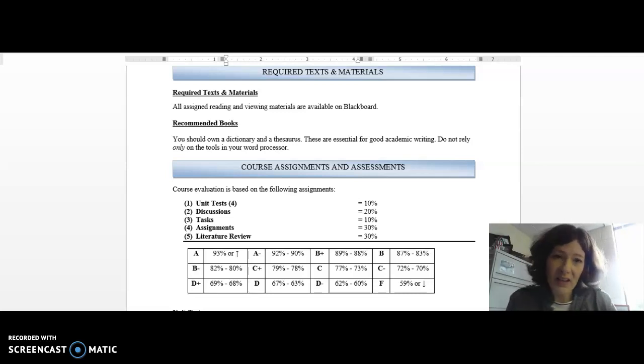Above and beyond that, you should expect to have probably anywhere from 3 to 5 hours of outside work. It will vary by week. Some weeks will be lighter, some weeks might be a little heavier. But it's good to keep that in mind when you're preparing your workload.